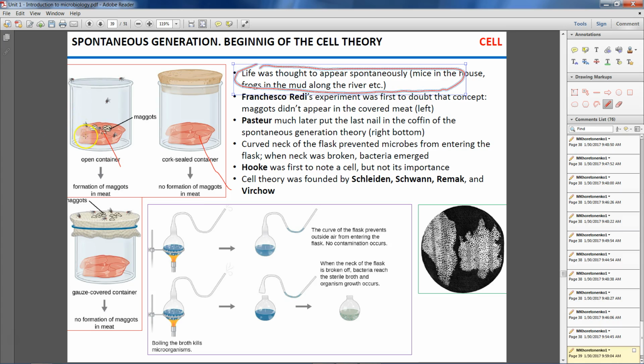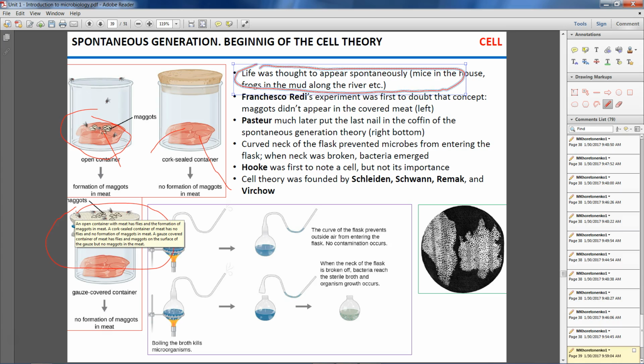So the meat in the open container got maggots, which isn't entirely surprising to me. Meat in the closed container didn't. And even when he exposed meat to the air, but covered it with a cloth, so flies couldn't land on it, the meat still didn't get maggots. So that was the first blow for spontaneous generation.